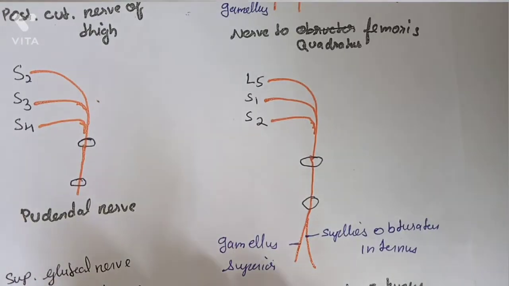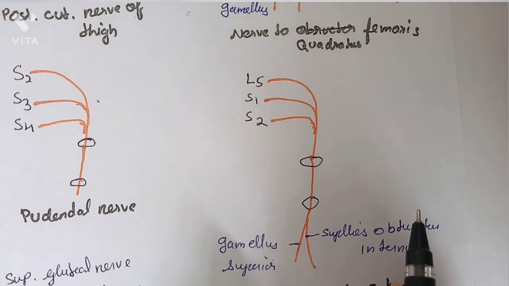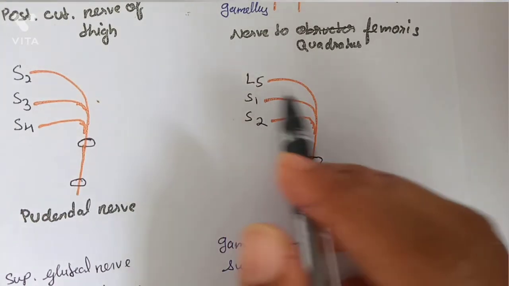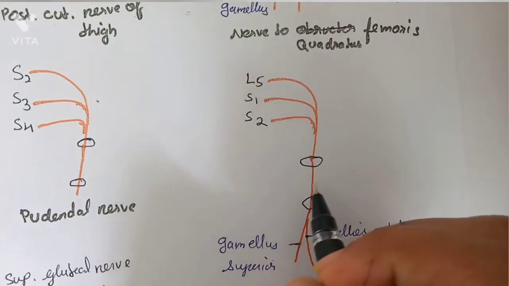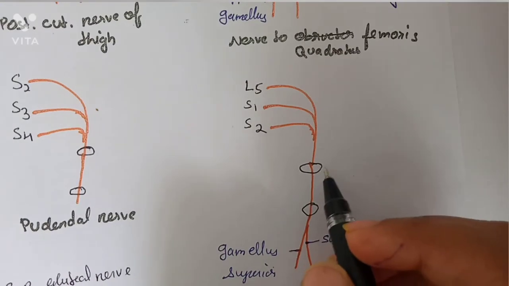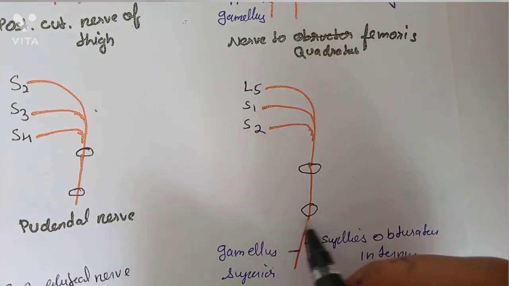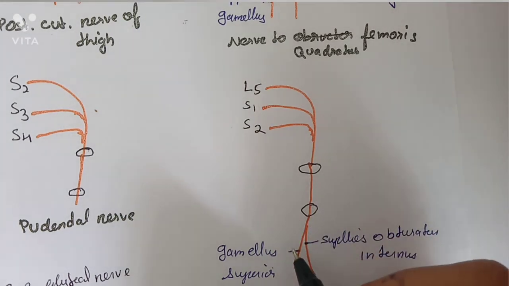This is the nerve to obturator internus. The nerve arises from the ventral rami of L5, S1, S2 of the sacral plexus. It enters the gluteal region through the greater sciatic foramen and leaves it through the inferior sciatic foramen. While leaving, it supplies the gemellus superior and.